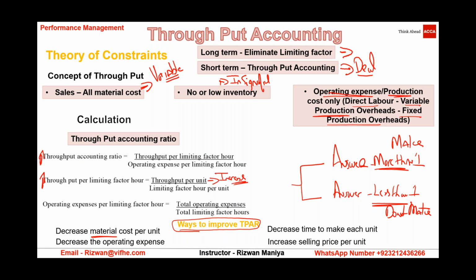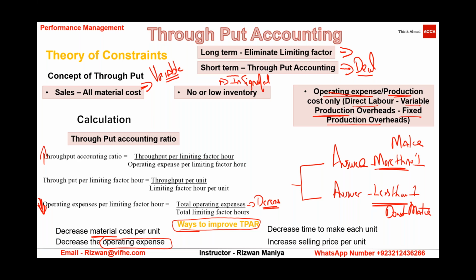Second is decrease operating expenses. Now, if you decrease your operating expenses, what will that do? This will decrease your operating expense per hour, right? And if your operating expense per hour goes down, this means your throughput accounting ratio will increase. Simple. It will improve TPAR. If your operating expense goes down, it will reduce your operating expense per hour, and hence it will increase your throughput accounting ratio. Agreed, guys?